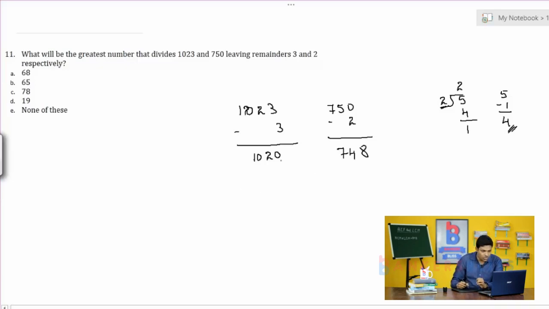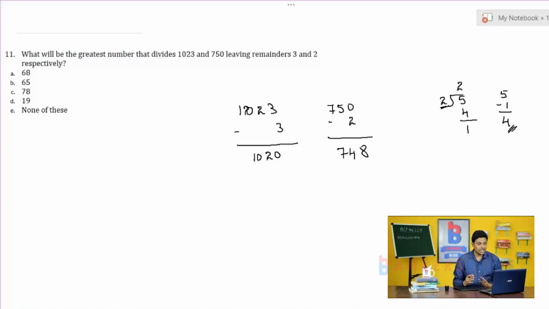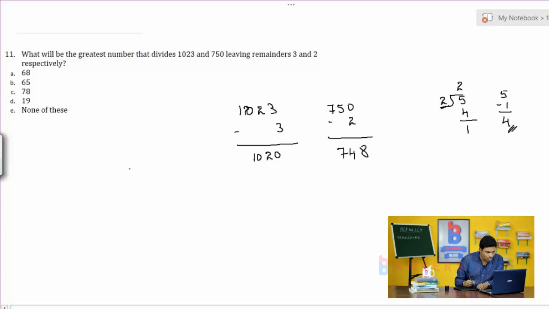So, 1020 and 748. Now we have to identify which is the number that is going to divide both 1020 and 748, and that should be the greatest number. So, the greatest number is nothing but the HCF, highest common factor. So, calculate the HCF for the two numbers 1020 and 748. Now, which is the bigger number among these two? So, 1020 is the bigger number.